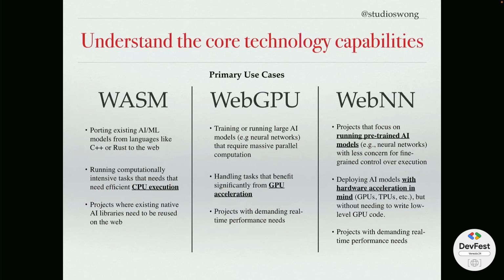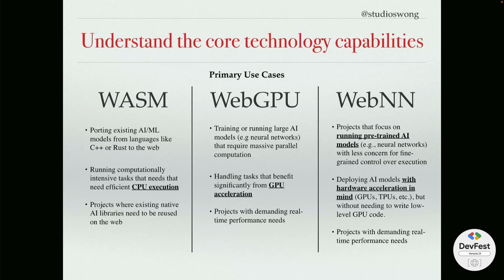And also you need to think about some of the primary use cases where you use Wasm. For example, in a lot of cases, if you work with an AI engineer, they will build their own custom pipeline in C++ or Rust for fast processing, and then obviously you compile it as a Wasm module. So you can utilize and port existing models that way. And also computationally intensive tasks that need CPU execution, Wasm.